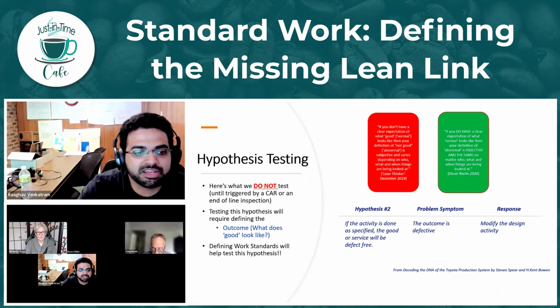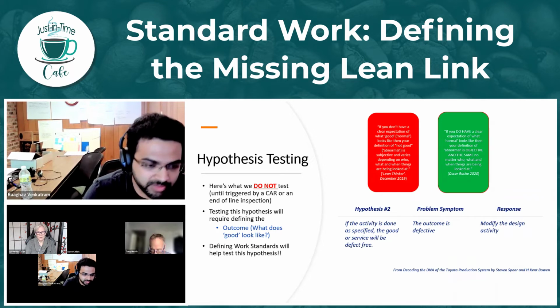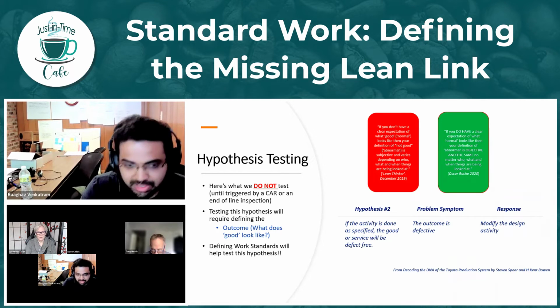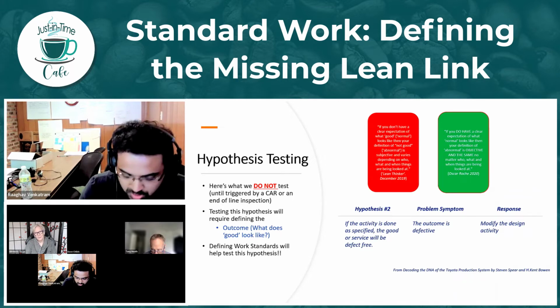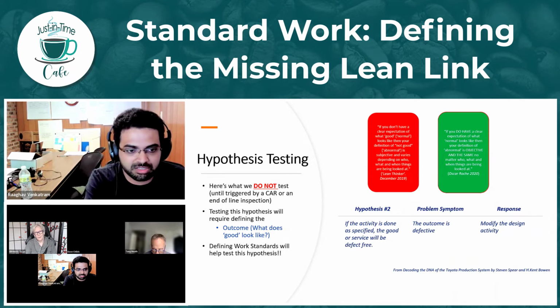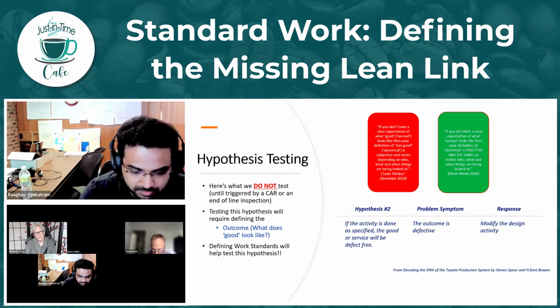And defining work standards will help us test this hypothesis that we often fail to test. And that, I think, is the missing piece of the lean puzzle. We are so much after the content, the sequence, and the timing of the job, but we do not define these outcomes well enough, and we are not able to test standard work as a hypothesis.